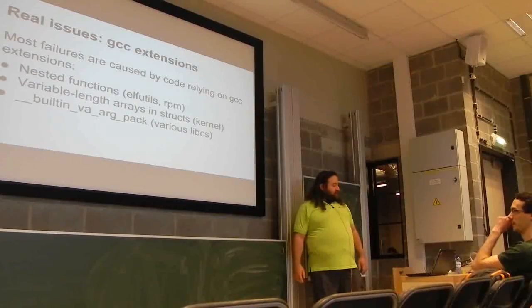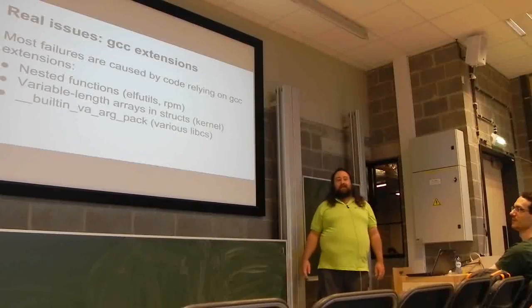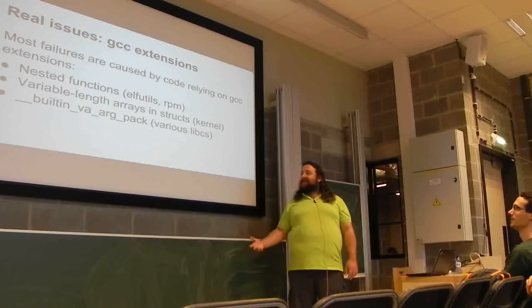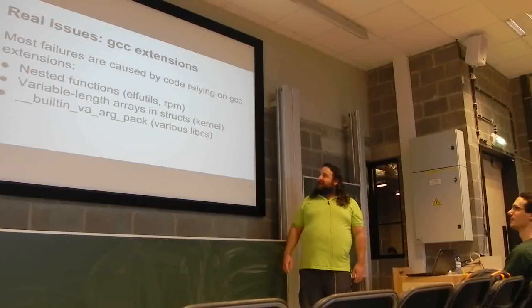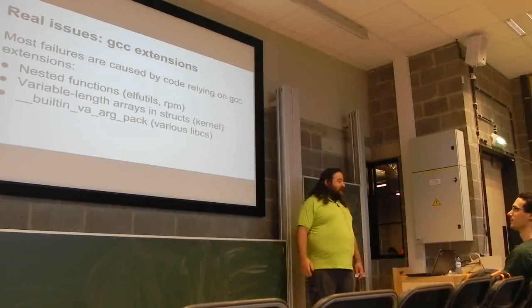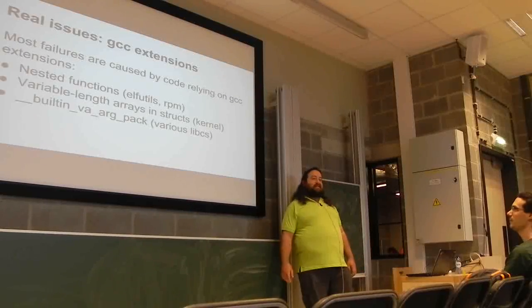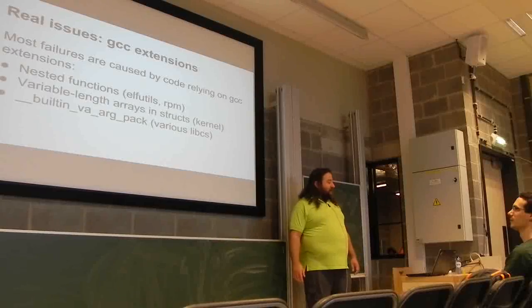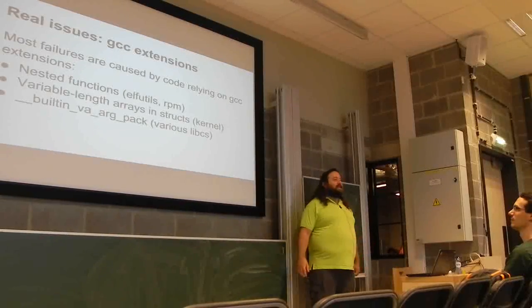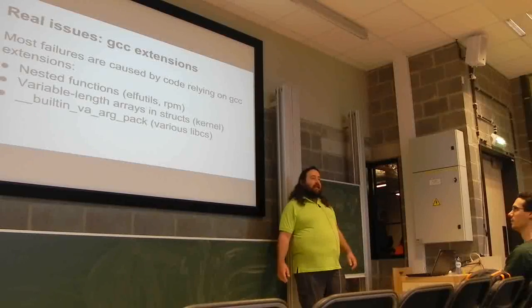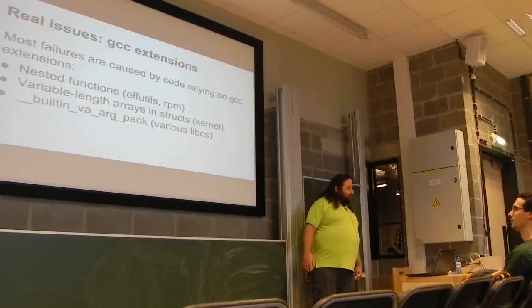So some of the real problems we faced was code insisting on the availability of some GCC extensions. Most importantly, nested functions that are being used quite heavily in elfutils, and a couple of them are used in RPM. There were some other examples, but they're usually quite easy to fix by just moving those nested functions outside of the parent function and passing a couple more parameters.